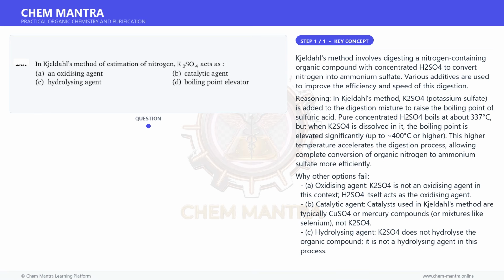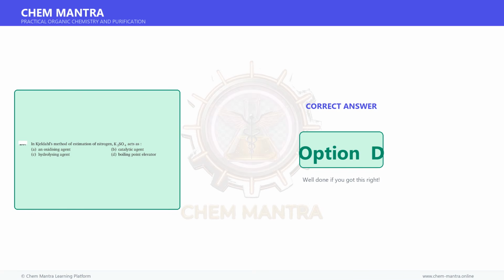K2SO4 functions solely to elevate the boiling point of the acid mixture, thereby increasing the digestion temperature and speeding up the reaction. Therefore, the correct answer is D. Therefore, the correct answer is option D.